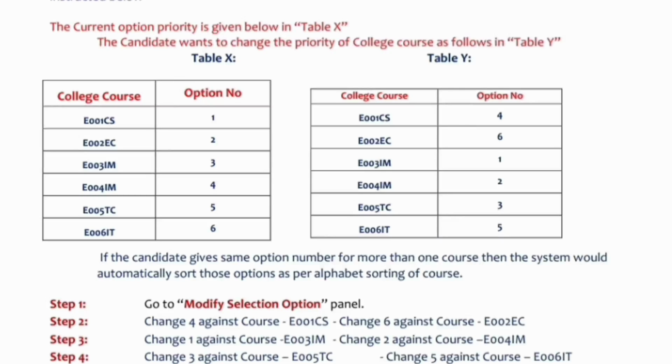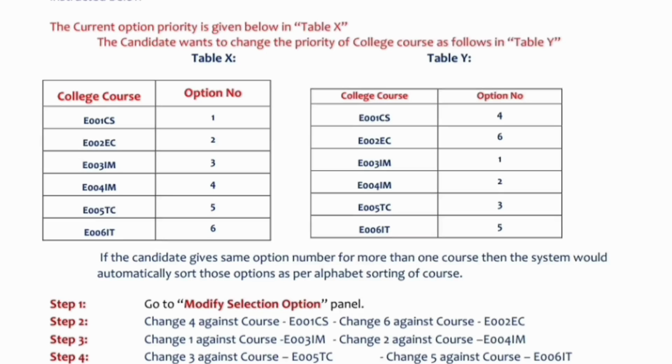In front of that, on the left side table X, you have 1, but you decide now you want to move it out, as that is not the correct thinking. You want to take BMS College of Engineering IM course as your first entry. So in the right side, called table Y, you go and in front of E003 IM put 1, so that your BMS IM course becomes 1. Similarly, you can modify all your option entries from the list you have created in the mock round.